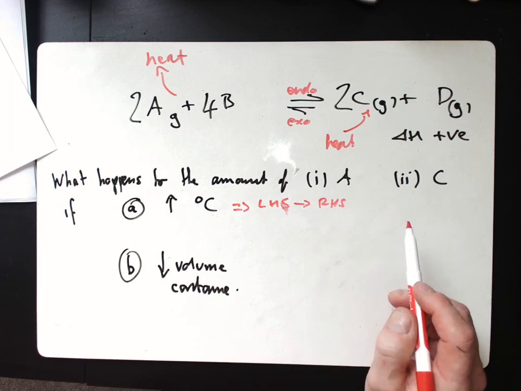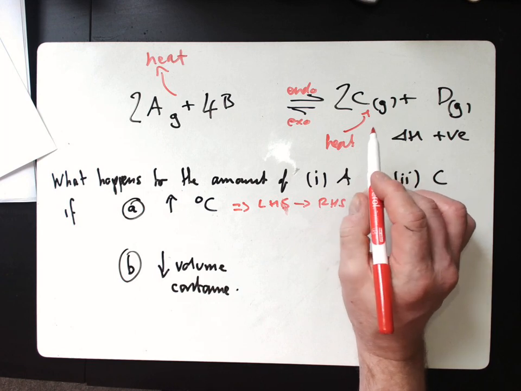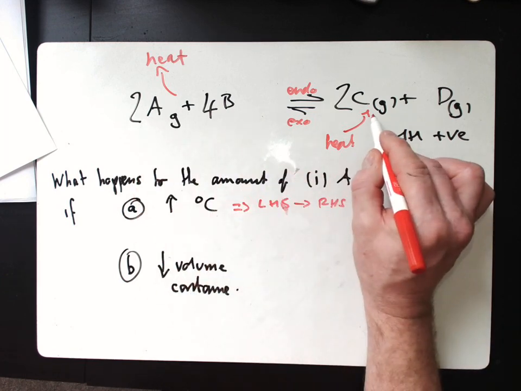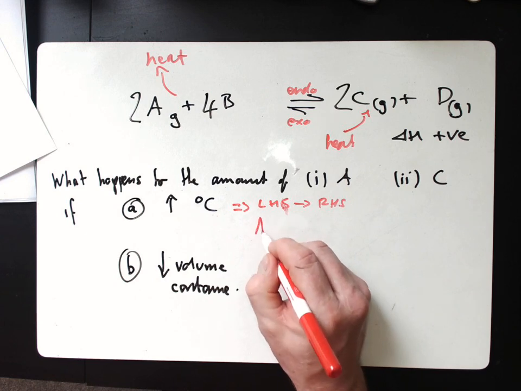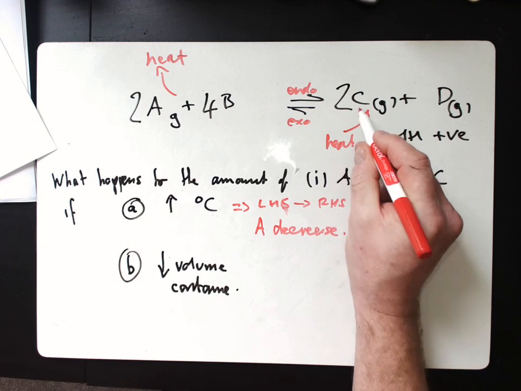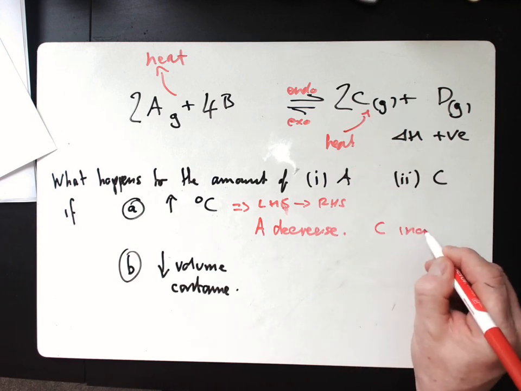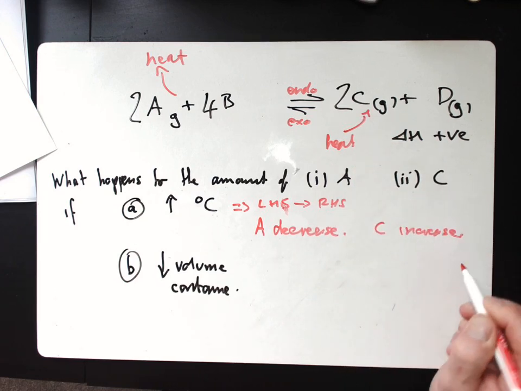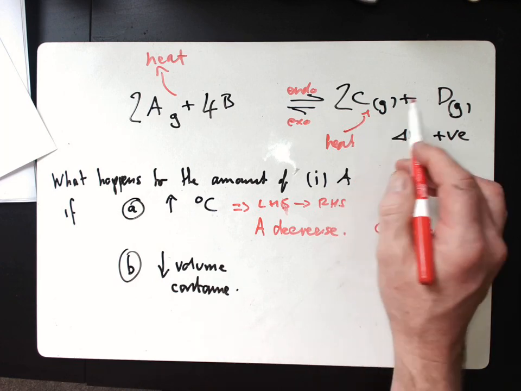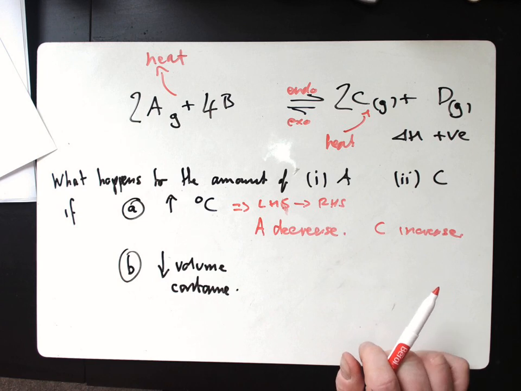Okay, and that means that the amount of A here is turning into C and D, so the amount of A will decrease and the amount of C will increase. Okay, so we're not just asked what happens to the amount of product or the amount of reactant, we've got to deal with both there.